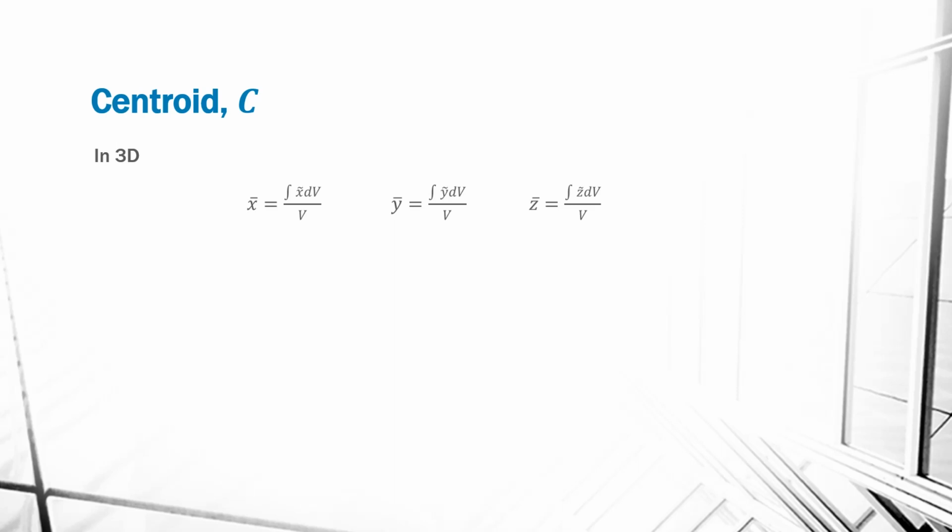If our body is three-dimensional, we will most likely have three coordinates for our centroid, and we will integrate over a volume. If our body is two-dimensional, we will most likely have two coordinates for our centroid, and we will integrate over an area. If our body is one-dimensional, we will also have maybe two coordinates, and we will integrate over the length of that body. But we're going to talk more about this in a future lesson.